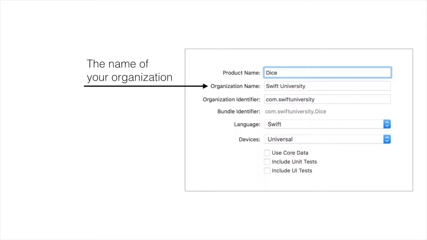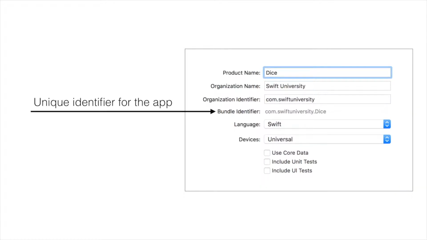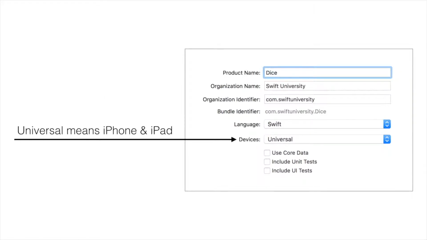The third line is a little bit more interesting. It's actually a unique identifier for your organization, and it's usually your domain name, so that's basically your website address in reverse. This is used to generate a unique ID for your app in the next line, which is then used in the App Store to distinguish your app from other apps. We'll set the devices option to universal, which basically just means iPhone and iPad.